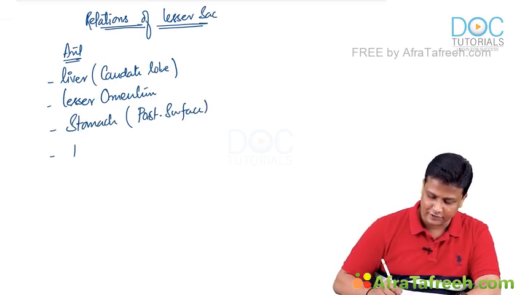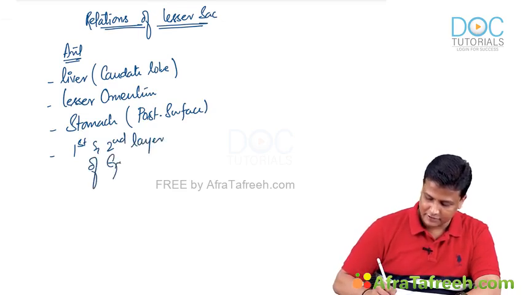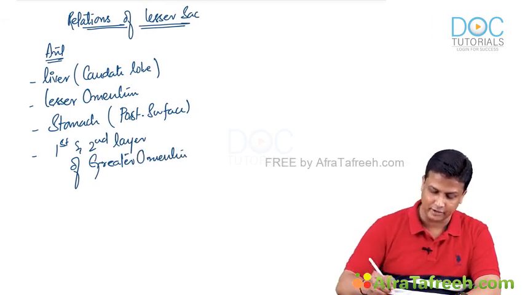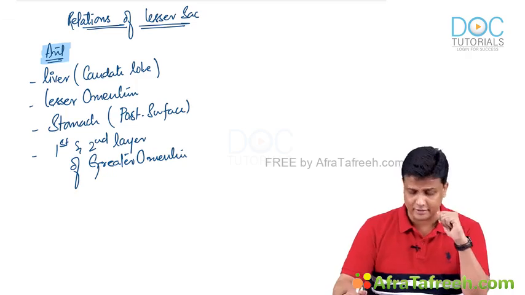And then the first and second layer of greater omentum. Perfect. And these are actually the anterior relations of lesser sac. Anterior relations of the lesser sac, guys.